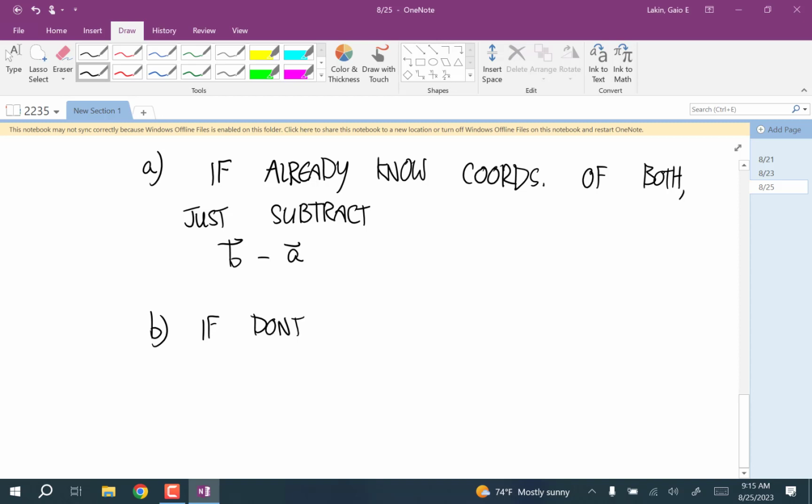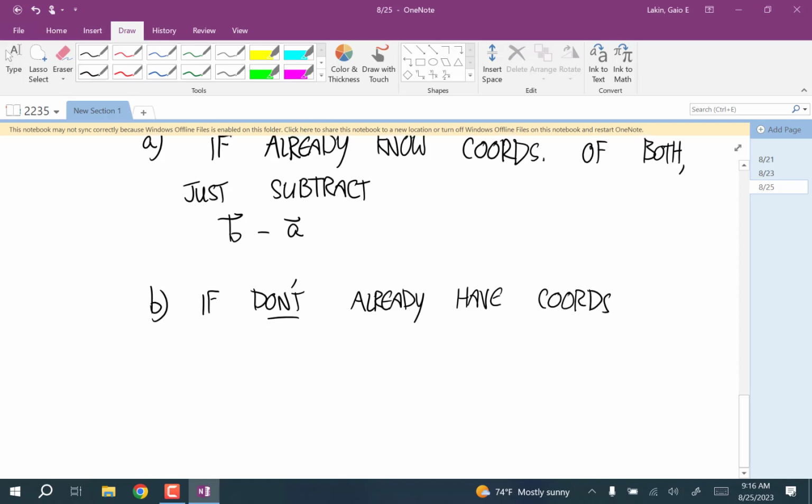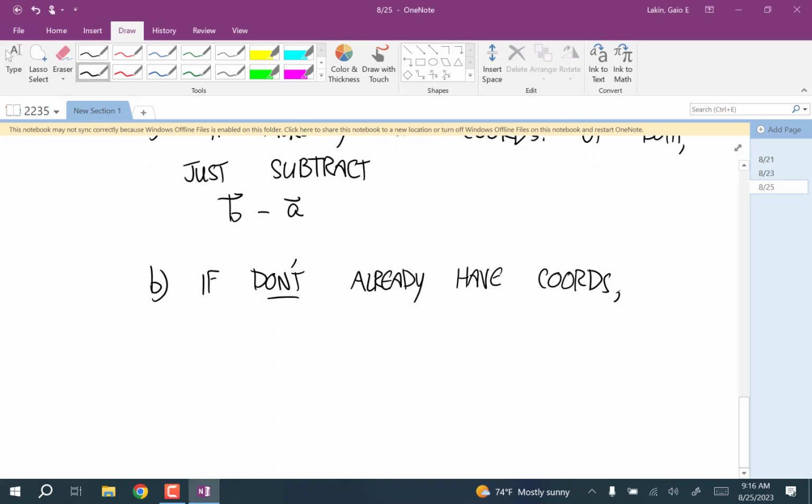If you don't already have the coordinates, well, you could just calculate the coordinates and then do it like A, or you can imagine the coordinate system at the starting point, A, and calculate the coordinates in that coordinate system of B. And that gives you a vector that goes from A to B.